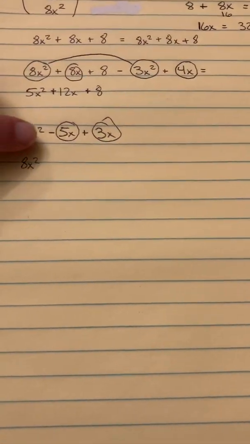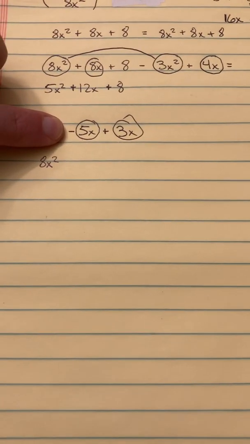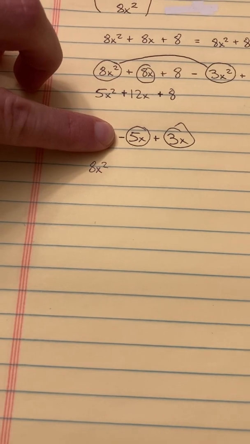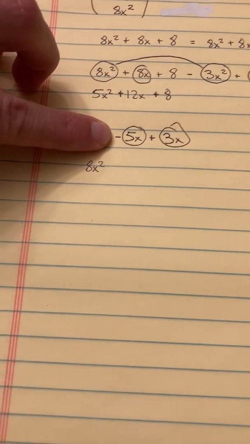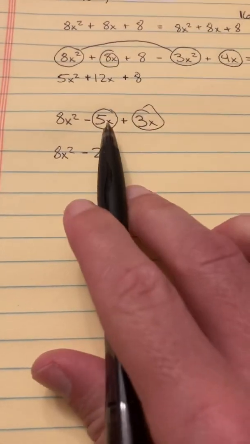Now, if I cover that 8x squared, that minus 5x now looks like a negative 5x. And what we can do is kind of treat it that way and say, hey, we have negative 5x plus 3x, which would be negative 2x. And since our answer comes out to a negative, we're going to write minus 2x.